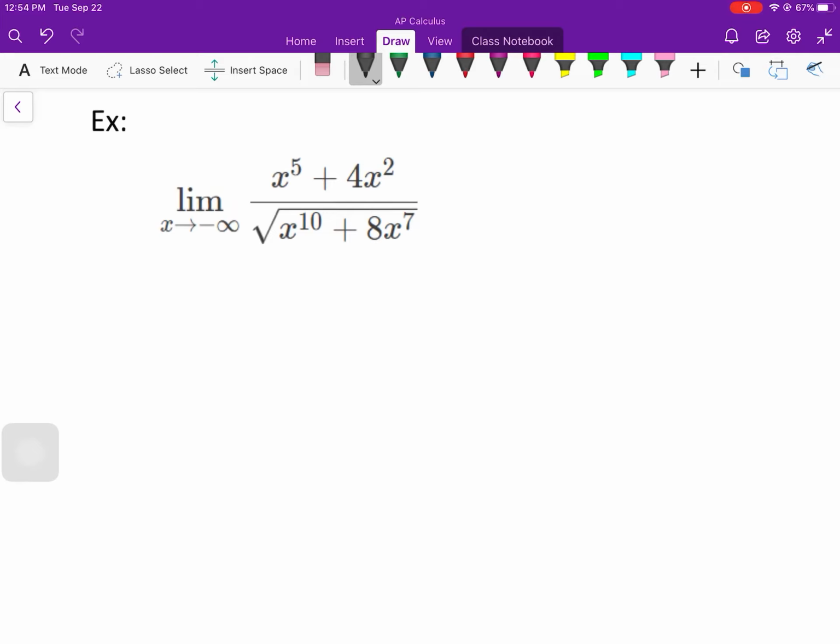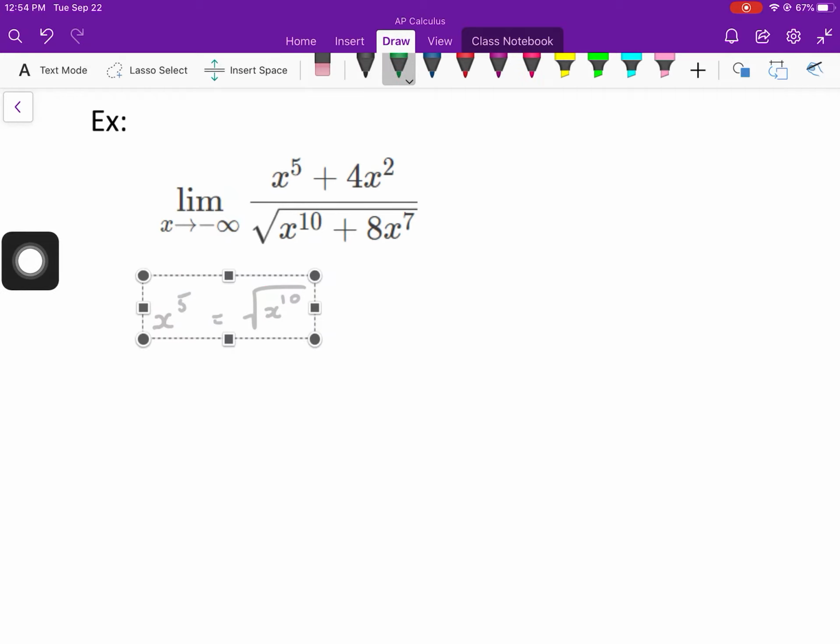One thing I want to bring up is notice that x is going to negative infinity. So let's set it up. We have x to the 5th and x to the 10th. So x to the 5th on the outside, and it's equal to the square root of x to the 10. Now let's think about this real quick. If we think about this statement right here, what if x was negative? Which it is in this case, because x is going to negative infinity, so we're dealing with negative numbers.